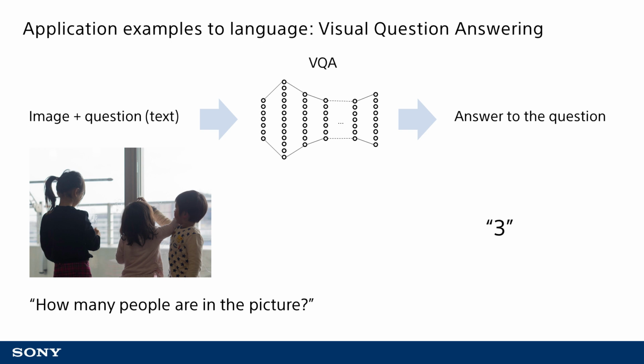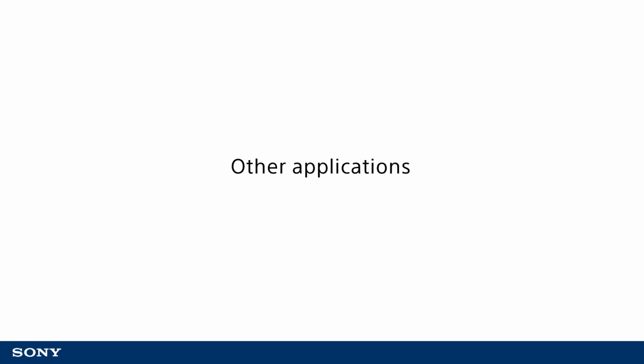For example, in the case of this photo of 3 children, if the number of children in the photo is input, the neural network responds with 3. In this way, it's possible to achieve a function for responding to questions about an image. Finally, I will also discuss examples of application to things other than images and language.